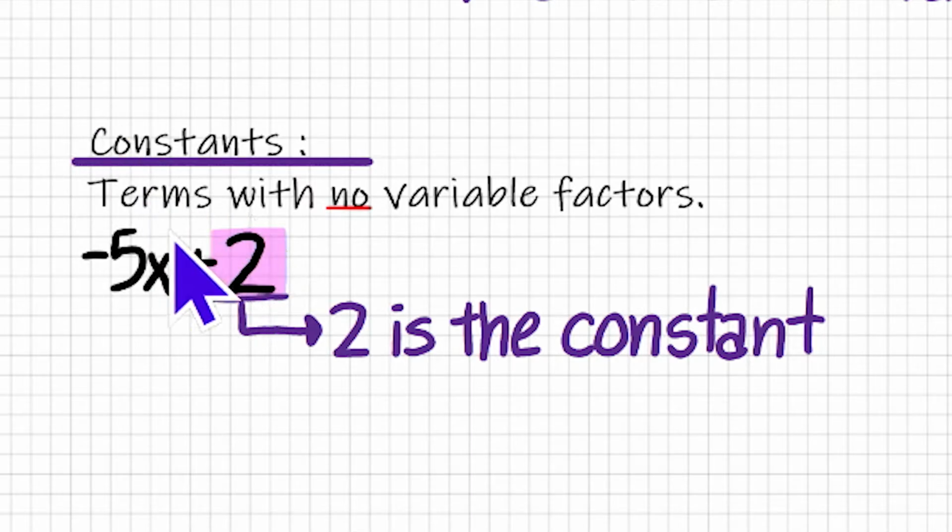And then finally, we have constants, and these are terms with no variables. So here we have negative 5x plus 2. Here, 2 is the constant, but 5x is not a constant. Negative 5 is a coefficient because it's attached to this variable. However, it's not a constant because it's still attached to the variable, meaning it's not by itself. In this case, 2 is the constant because it has no variables.